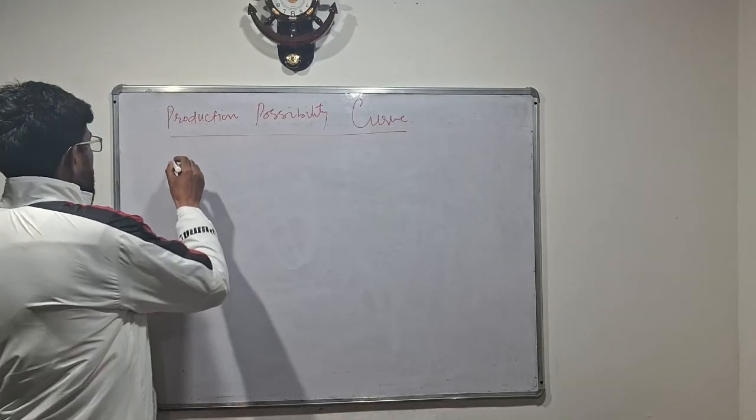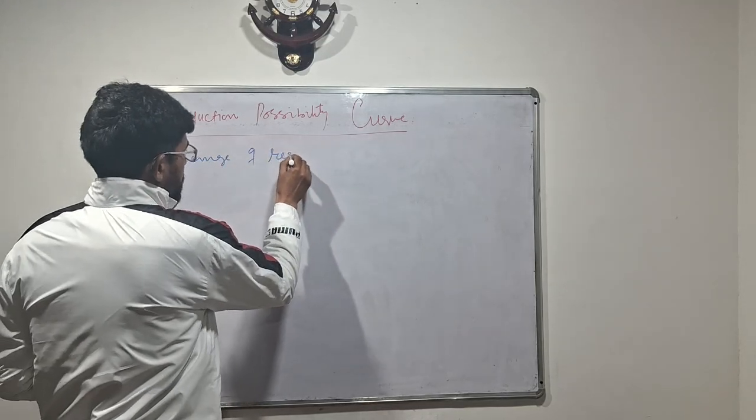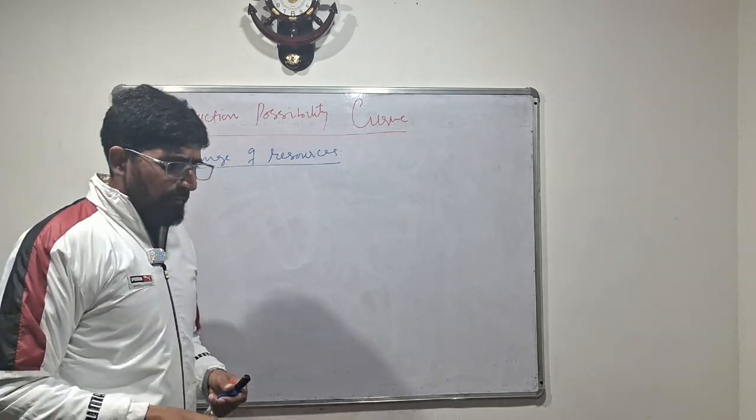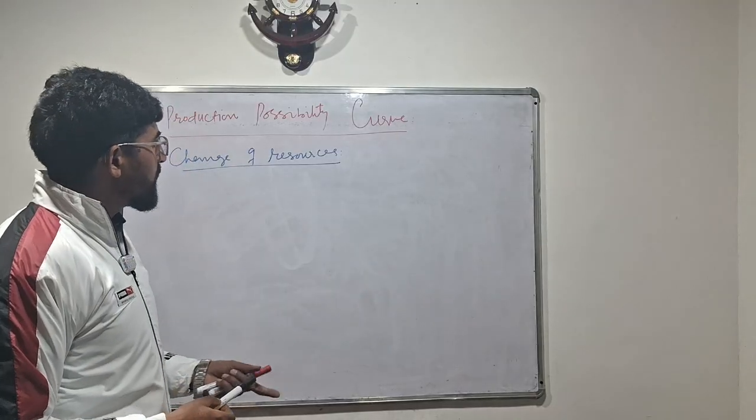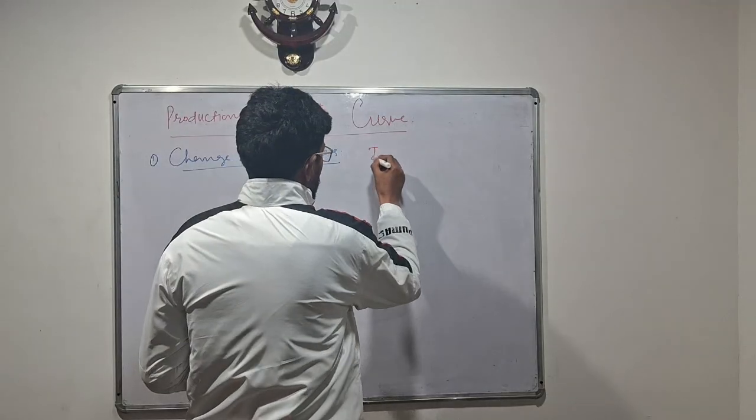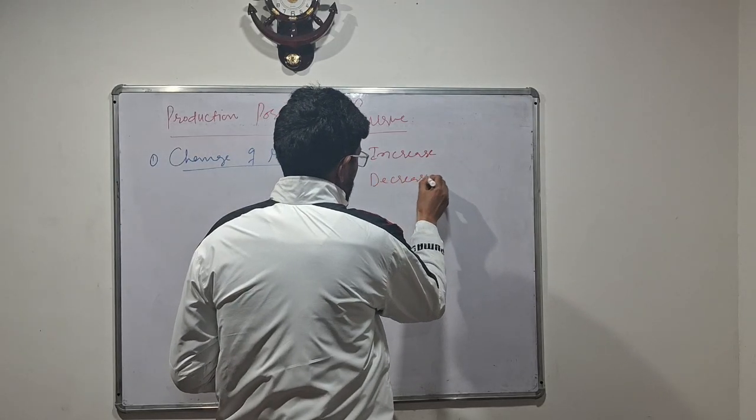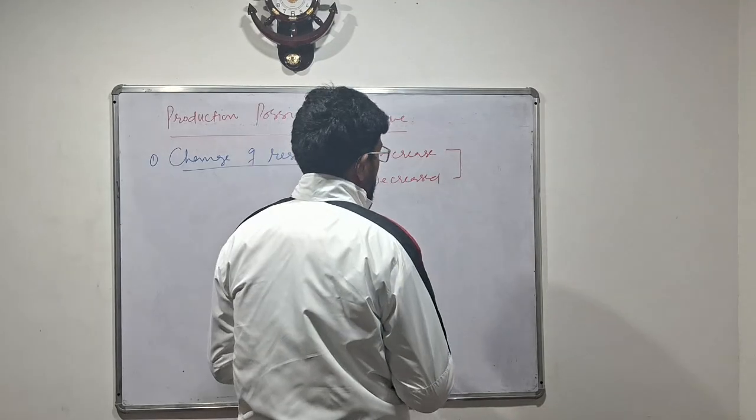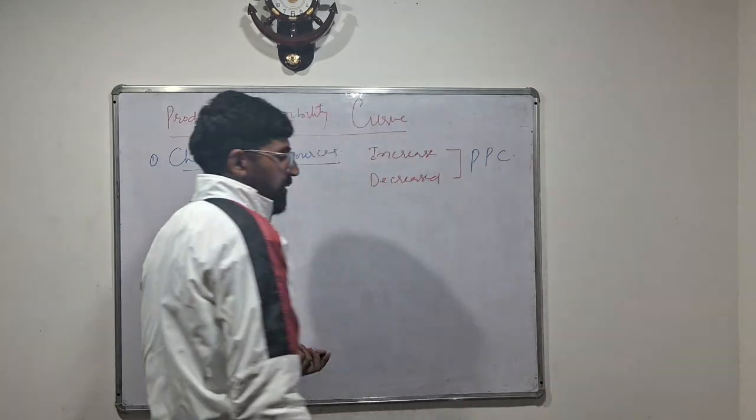First one, change of resources. For example, if resources are changed, be it increased or decreased, what will happen to the production possibility curve?